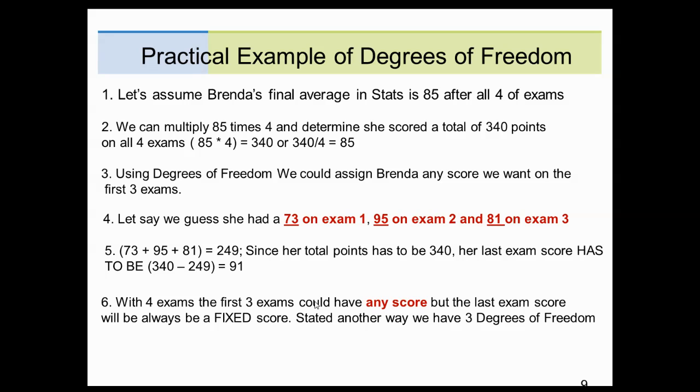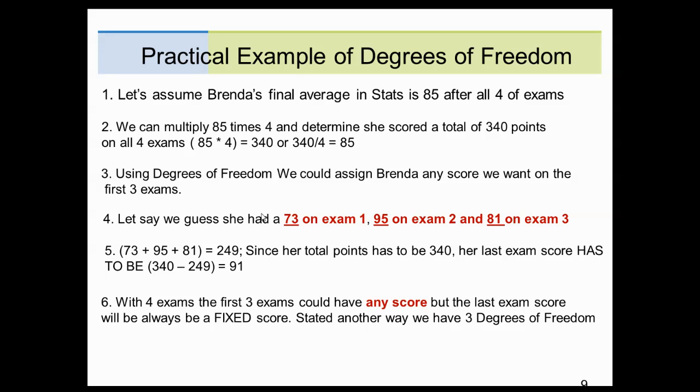With 4 exams, the first 3 could have any score we want, any score we determine, any score we guess. But the last score will always be a fixed score. Stated another way, with 4 exams, we have 3 degrees of freedom, meaning we can assign any grade we want to the first 3, but that last one has to be specific. In this case, the sum of the 4 has to total 340. All right, that's an example of degrees of freedom.